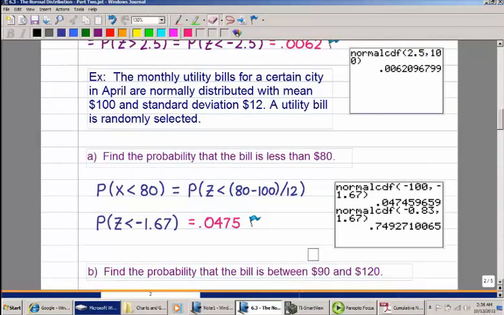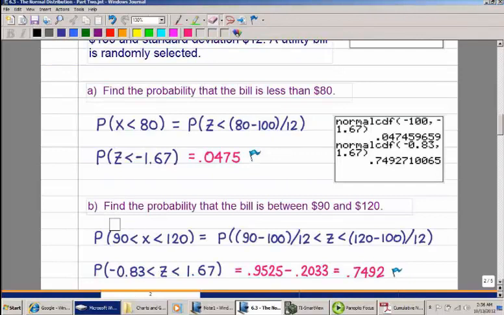Find the probability that the bill is between $90 and $120. Okay, the between's pretty straightforward. Writing here, 90 less than X, less than 120. I have to convert both of those to Z's. So it's 90 minus 100 divided by 12, and 120 minus 100 divided by 12. Negative 10 divided by 12, rounded, will be negative 0.83. 20 divided by 12 is positive 1.67.